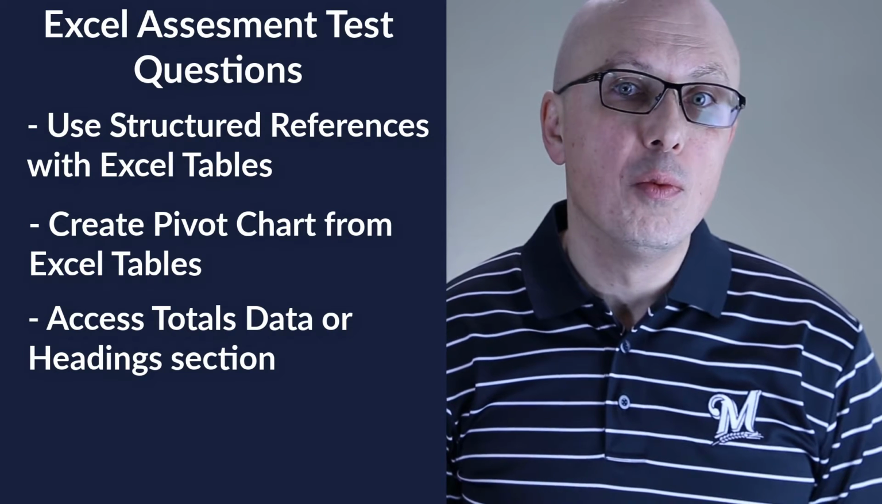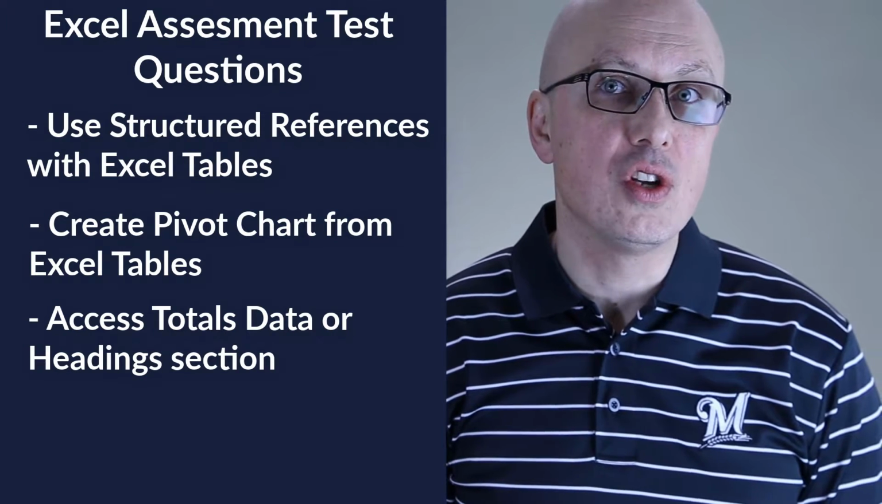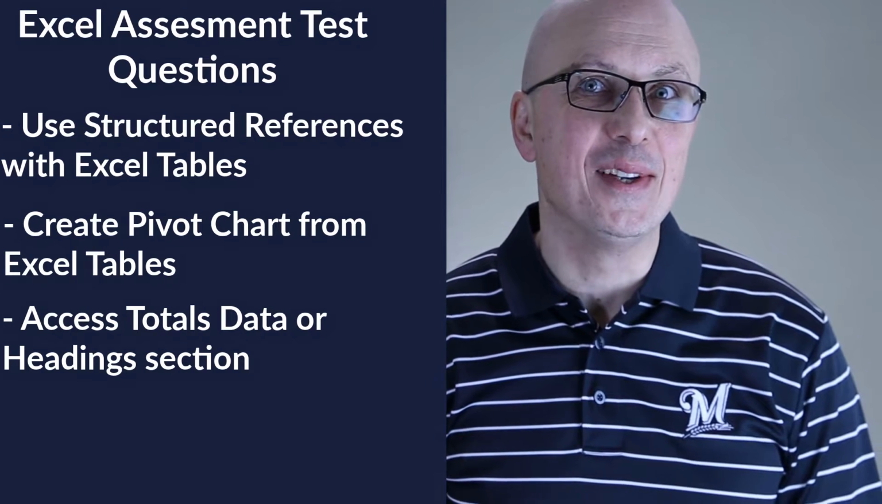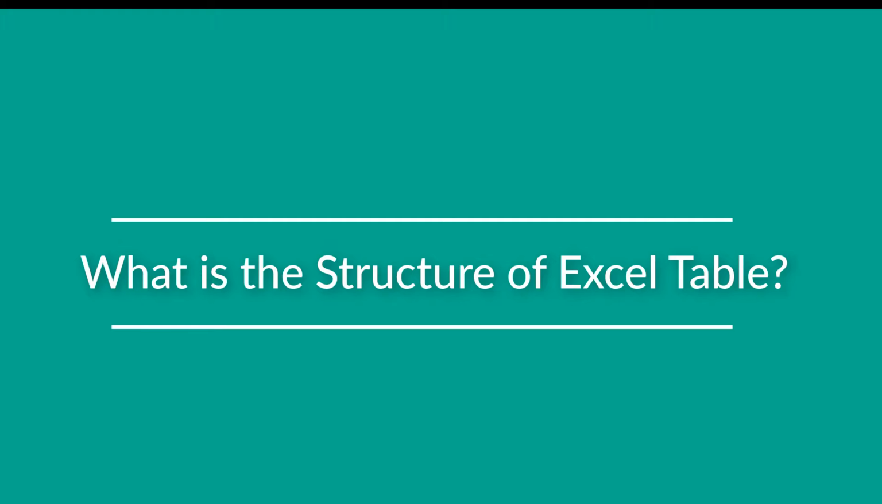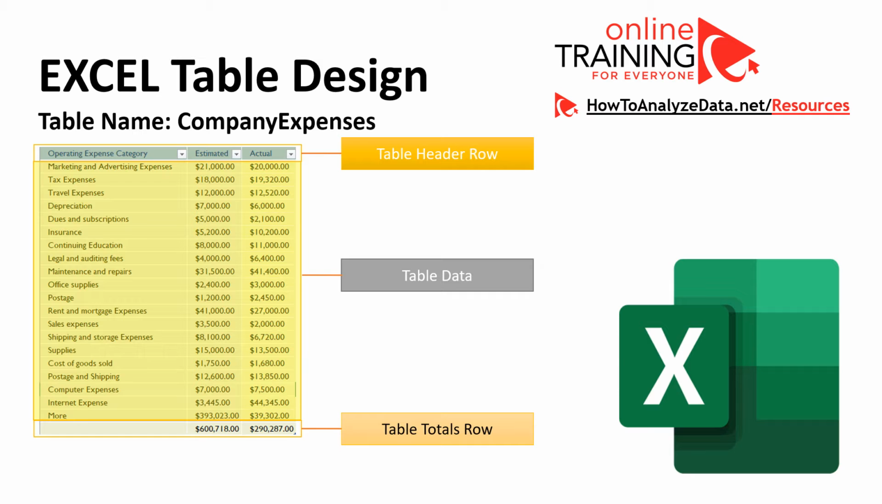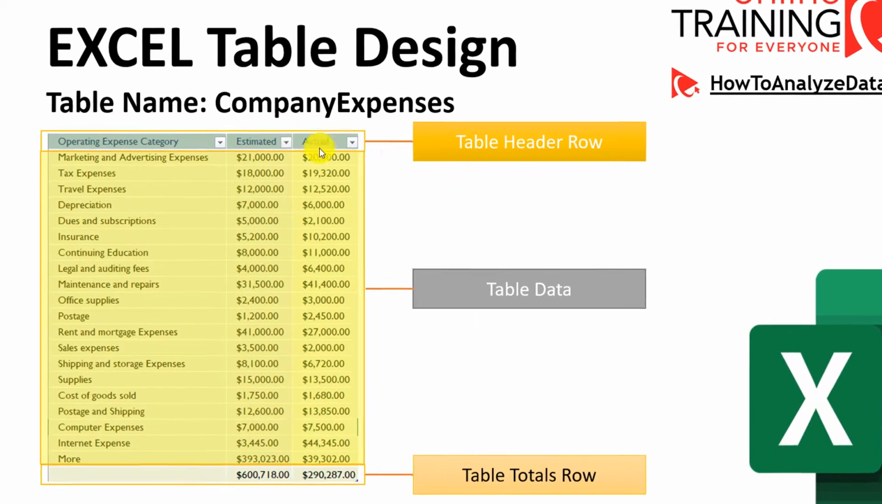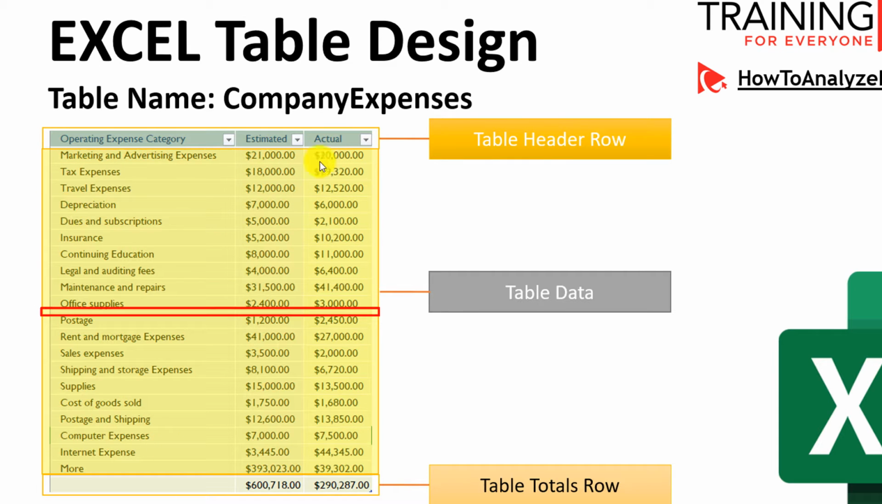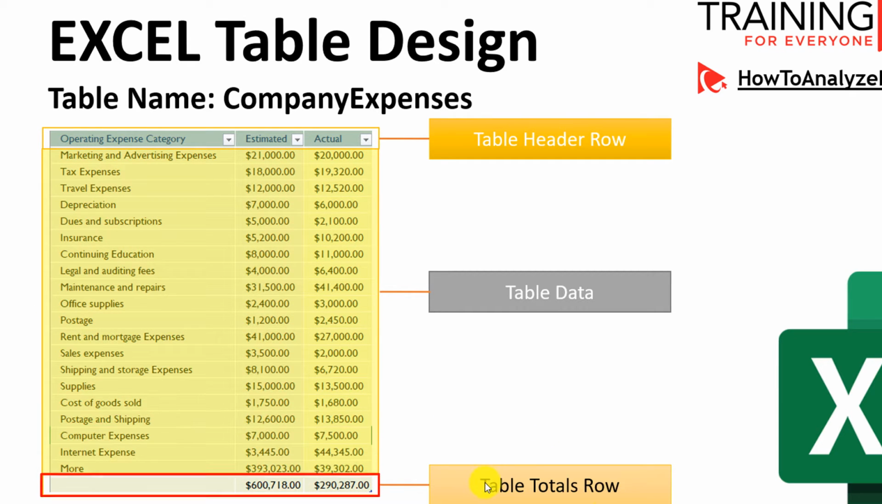In this video, we'll focus on the most recent questions that you get as part of Excel assessment tests that are related to Excel tables. To better understand structured references, let's first look at how Excel tables are organized. By default, Excel tables consist of three elements. We have the Excel table header row, table data, which is highlighted in yellow, and then we have the table totals row.